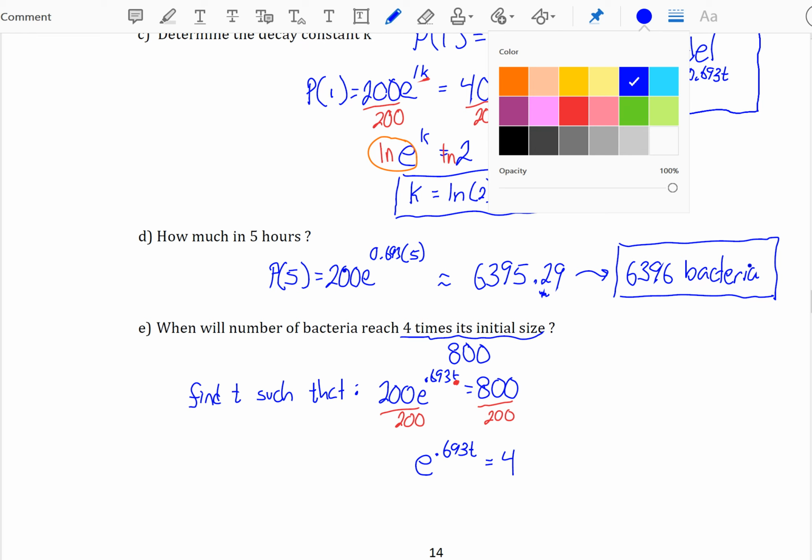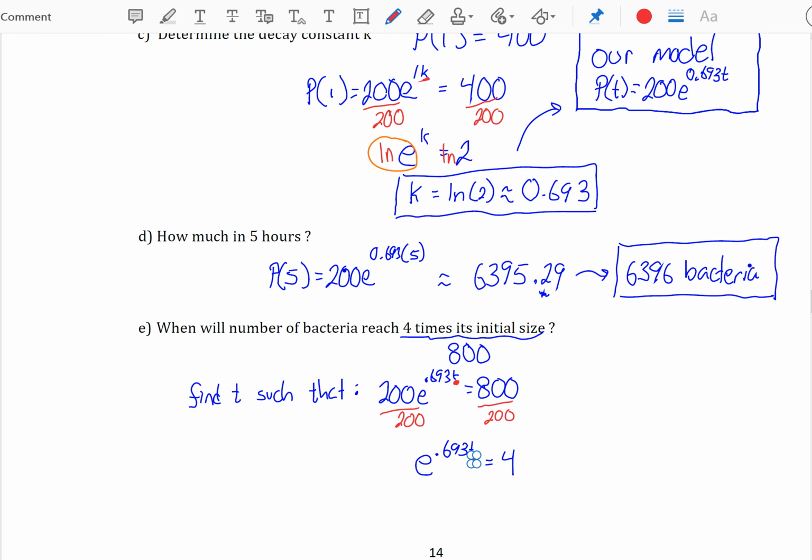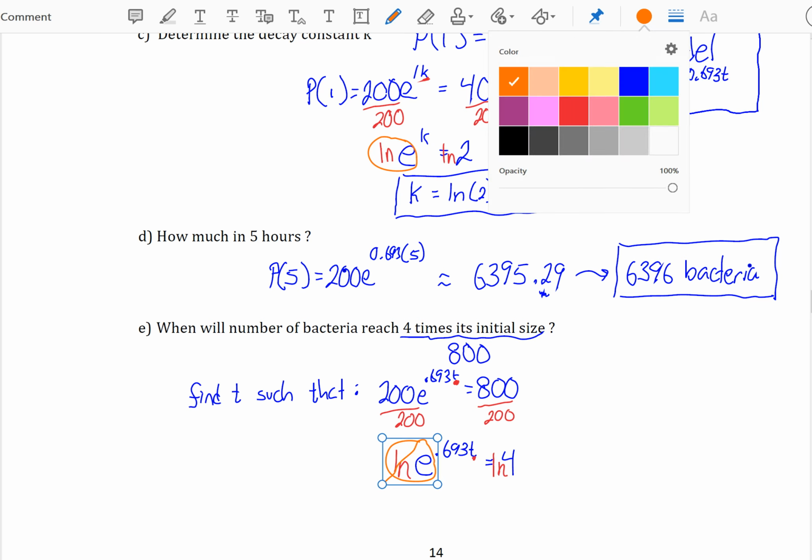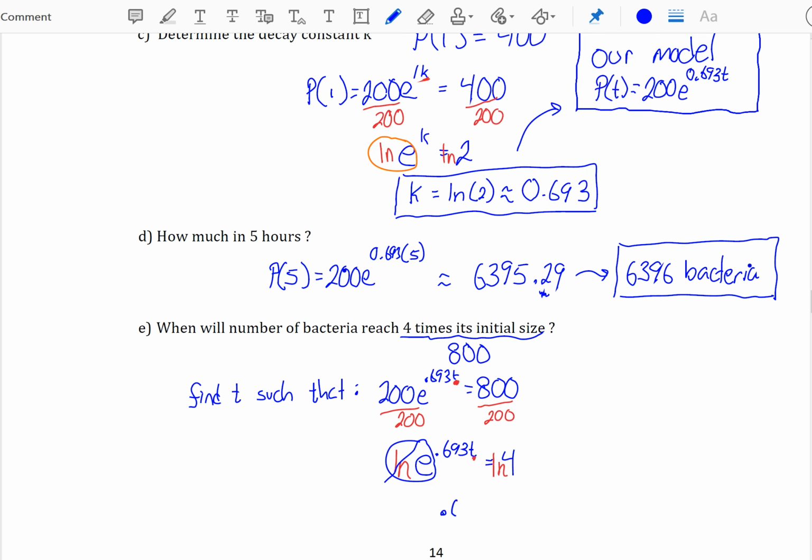Now we want to find t, which is in the exponent, so we need to get rid of our base. And so we choose to take a natural log of both sides with the expectation that the natural log and e being inverse functions cancel. So we get 0.693t equals the natural log of 4. Or lastly, t would actually equal the natural log of 4 divided by 0.693.